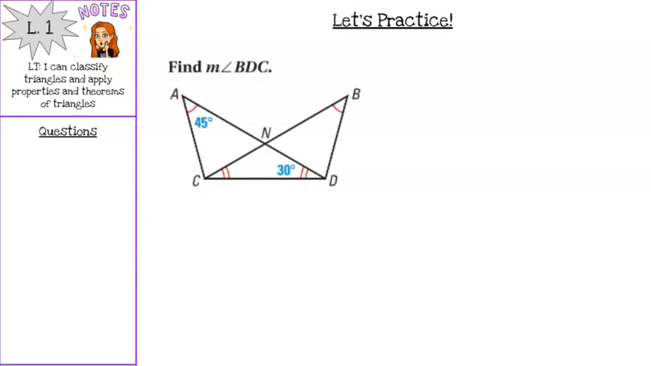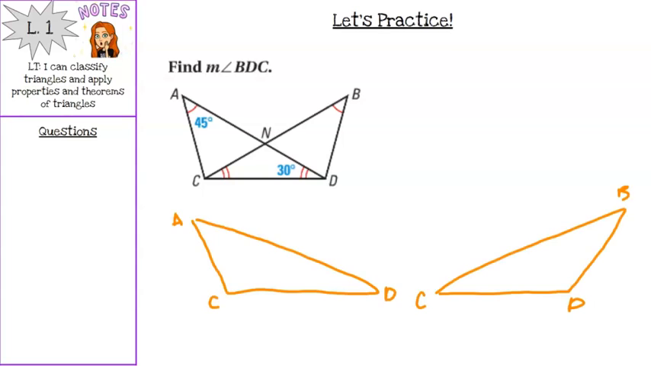Lastly, we want to find the measure of angle BDC. This diagram has two triangles that overlap, so I like to redraw the triangles as non-overlapping triangles. Now when you redraw the triangles, you want to make sure you label everything. So I know that angle A is 45 degrees, and I also know that it's congruent to angle B over here, so I can add that information in here. And then I also know that angle D right here on this triangle is 30 degrees, which is congruent to angle C over here on this triangle, so I can make that 30 degrees.